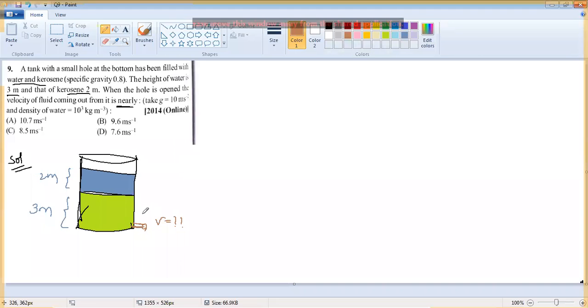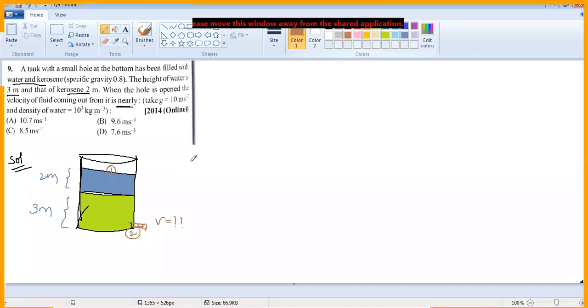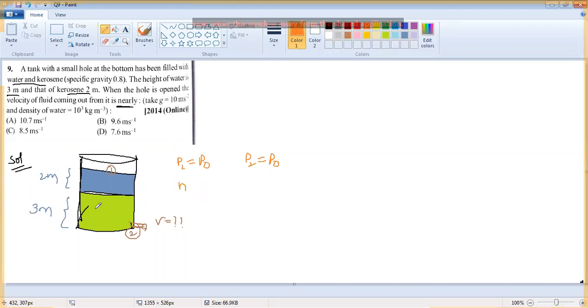Exactly the same concept, by using Bernoulli's equation. Let us take this as position 1 and this as position 2. Now I am writing the conditions here. Pressure at 1 is open to the atmosphere, P0. Pressure at 2 is also open to the atmosphere, P0. Now the height, this is important. If it is a single liquid, then take directly, but there are two liquids.